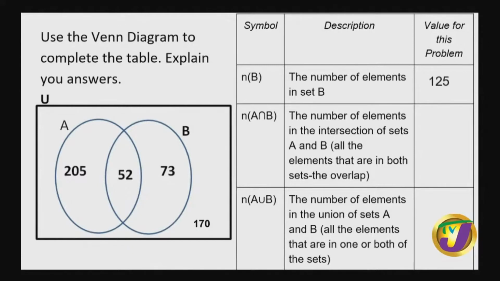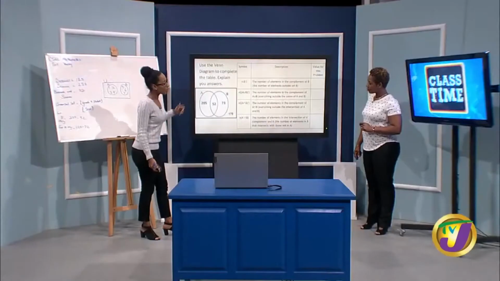All right. The next one is the number of elements in A intersect B. That's easy. That's 52, because they pretty much told us that. Next one, pretty simple too. The number of elements in the union of sets A and B, combining everything. So it would be 205 plus 52 plus 73, which gives us 330.